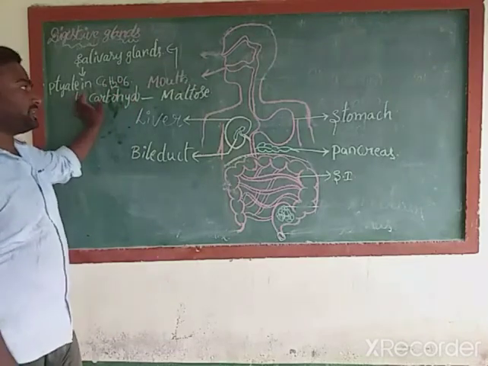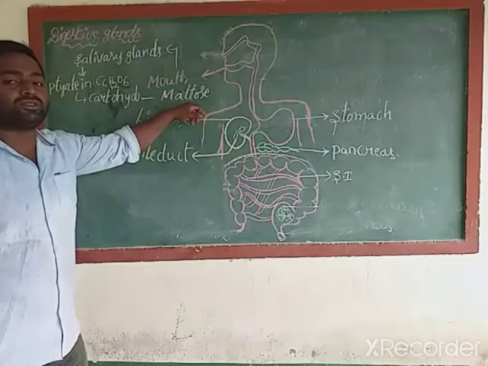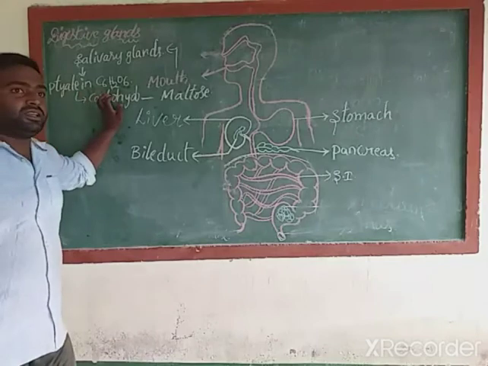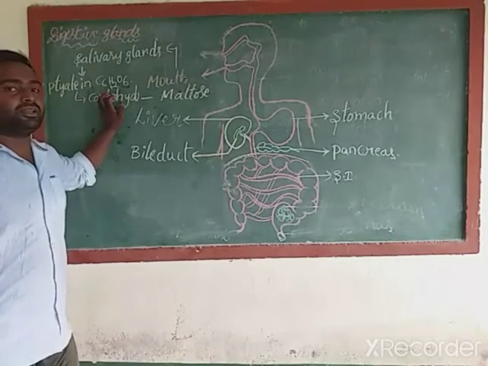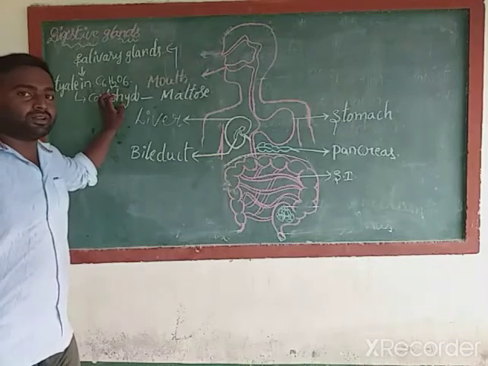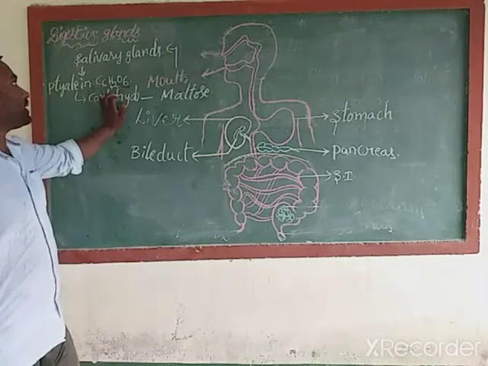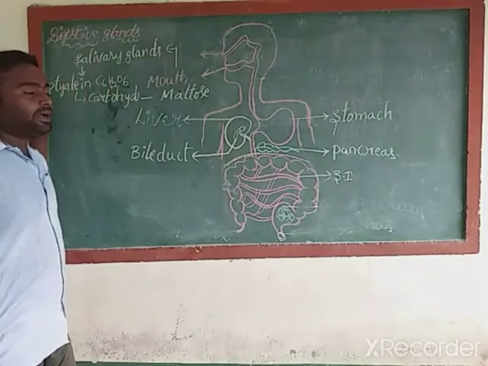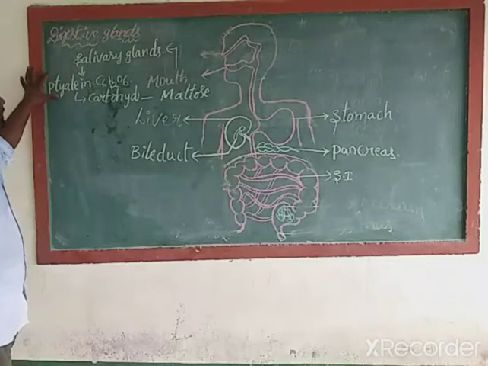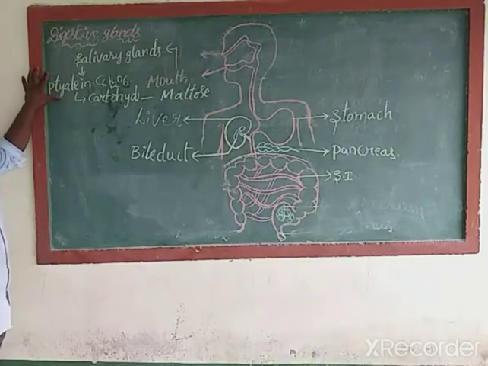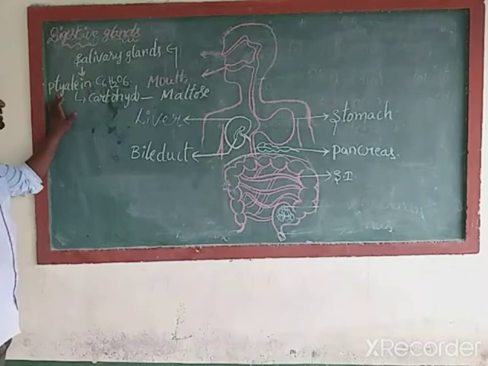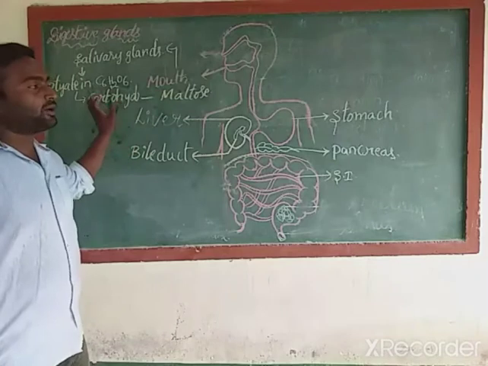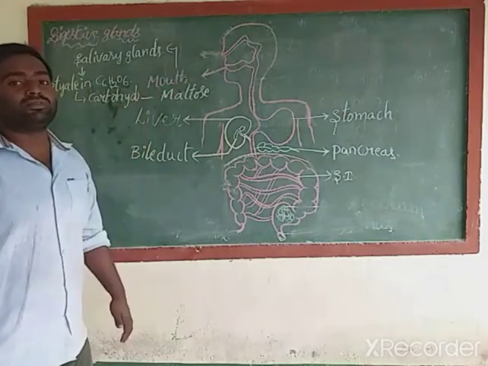Carbohydrates will be converted into simpler substances, maltose. Here, the ptyalin enzyme we can see in our salivary amylase. Where do we observe salivary amylase? In our mouth. Our mouth contains salivary glands. These salivary glands release salivary amylase, or ptyalin enzyme, which is useful for conversion of carbohydrates into maltose. Carbohydrates are the complex form, maltose the simpler form.